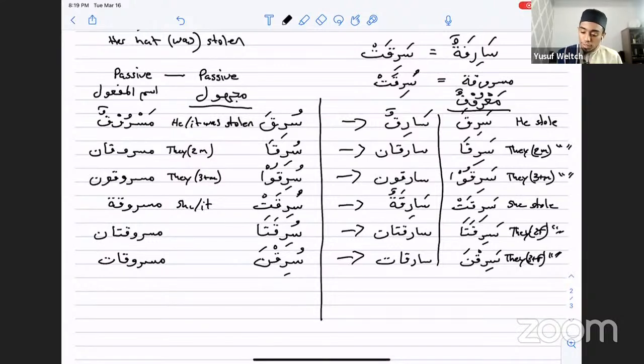Both of them are passive. Whereas here, you have the active participle, ismul fa'il, directly matching the active verb. So that shows us the difference between both, the ismul fa'il and the ismul maf'ul.